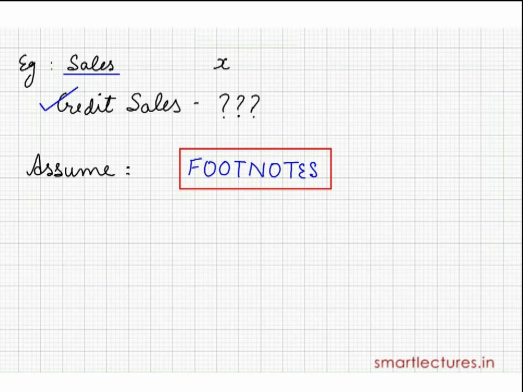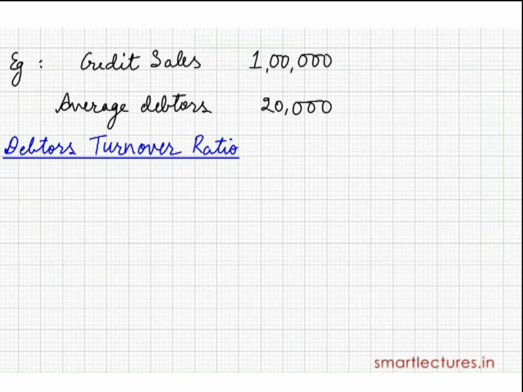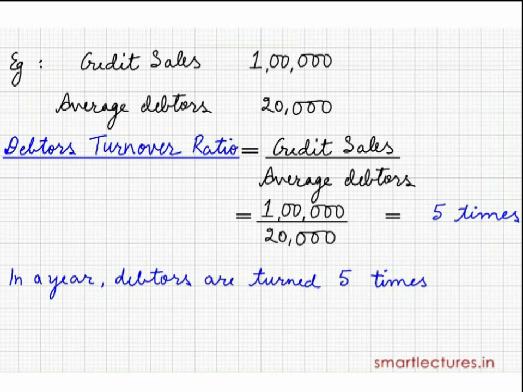Suppose in a company, credit sales are 1 lakh and average debtors are 20,000 rupees. So what will be the debtors turnover ratio? It's a very simple formula. Credit sales upon average debtors. That will be 1 lakh upon 20,000 is equal to 5 times. Means debtors turnover ratio in this company is 5 times. It means in a year the debtors are turned 5 times.